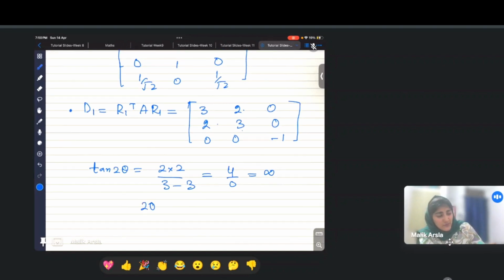So 2 theta is pi by 2, which implies theta is pi by 4. Understood till here? How we got this?